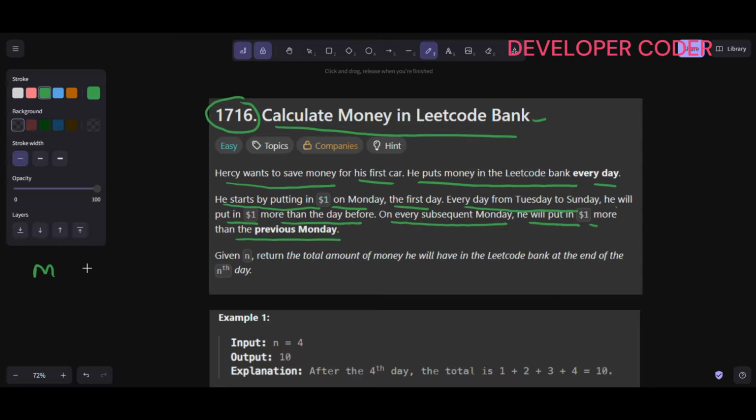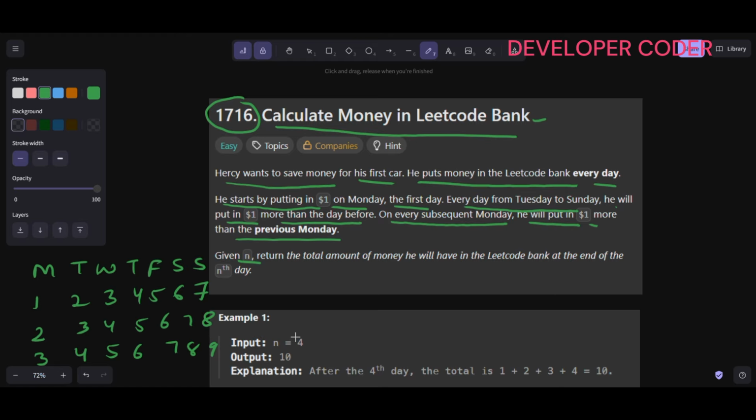So here, days of the week: Monday, Tuesday, Wednesday, Thursday, Friday, Saturday, Sunday. He's going to start from 1, 2, 3, 4, 5, 6, 7, and then from next Monday he is going to start from 2, 1 plus 1. Then again 3, 4, 5, 6, 7, 8, then next week start from 3, then 4, 5, 6, 7, 8, 9, like this.